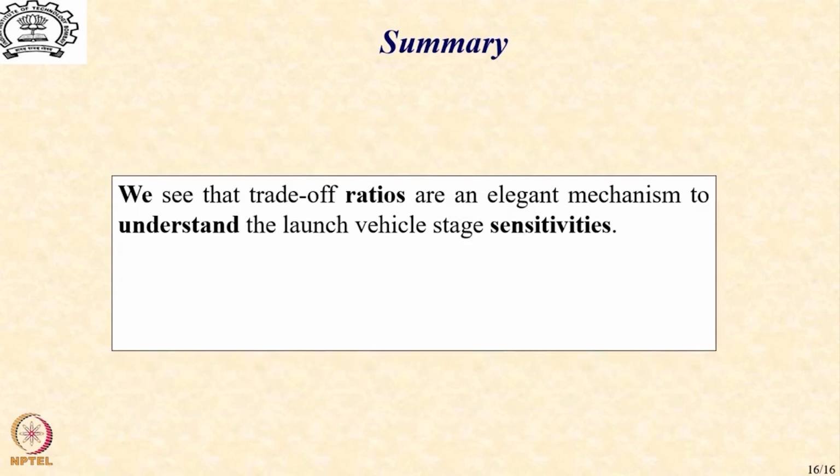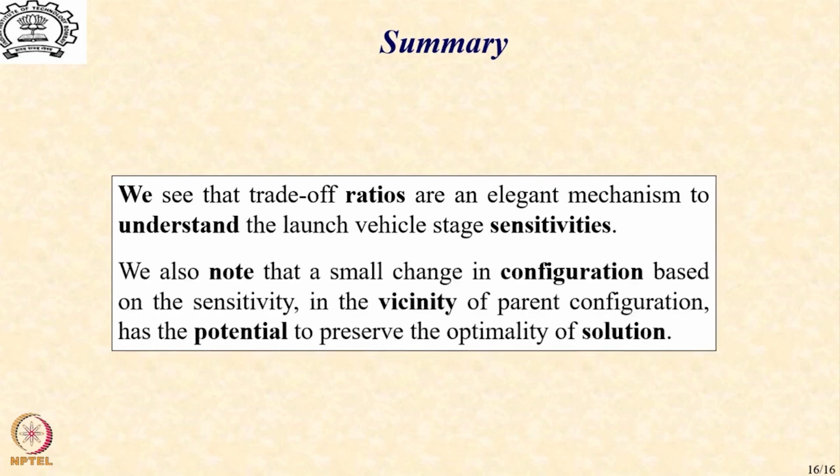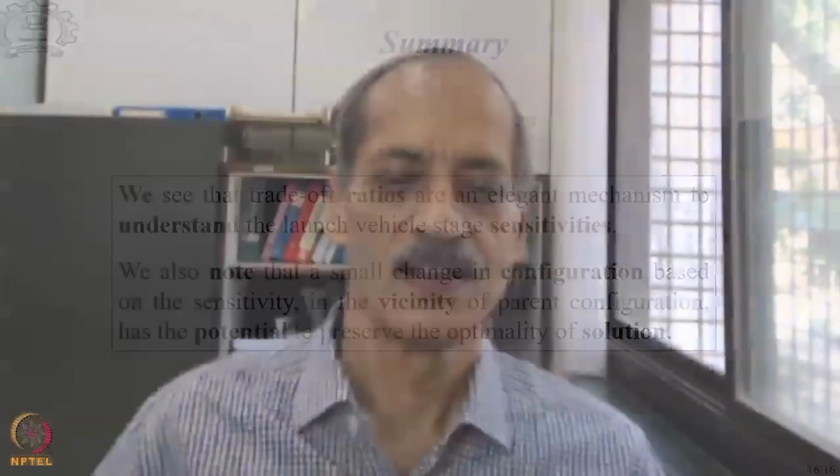So, to summarize, we see that trade-off ratios are an elegant mechanism to understand the launch vehicle state sensitivities. We also note that a small change in configuration based on the sensitivity in the vicinity of the parent configuration has the potential to preserve the optimality of the solution. So in this lecture we have seen a simple mechanism through which we can set up the solution for the sensitivities of the stage under the constraint that the V star is a constant.